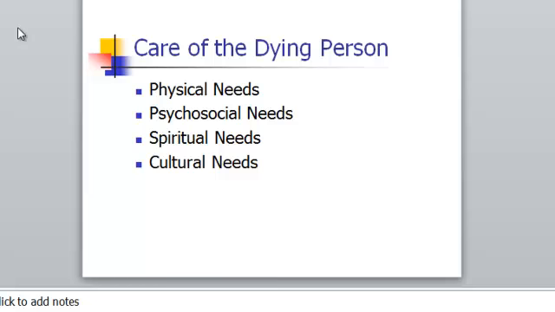Sometimes people want a special prayer said or a special song. Whatever makes them comfortable, whatever gives them peace. That's what we try to do.